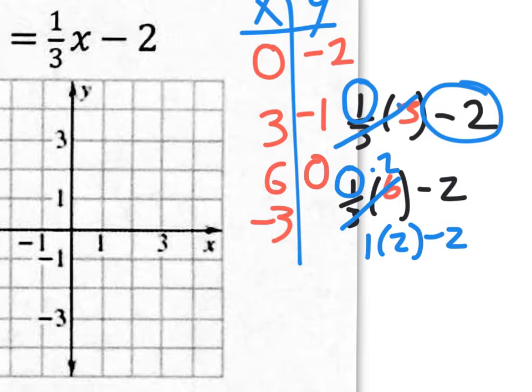Final step. Let me take my original equation again. 1/3 x minus 2. And let me rewrite it. 1/3 x, but my x is -3 in this last input, and then minus 2 at the very end.